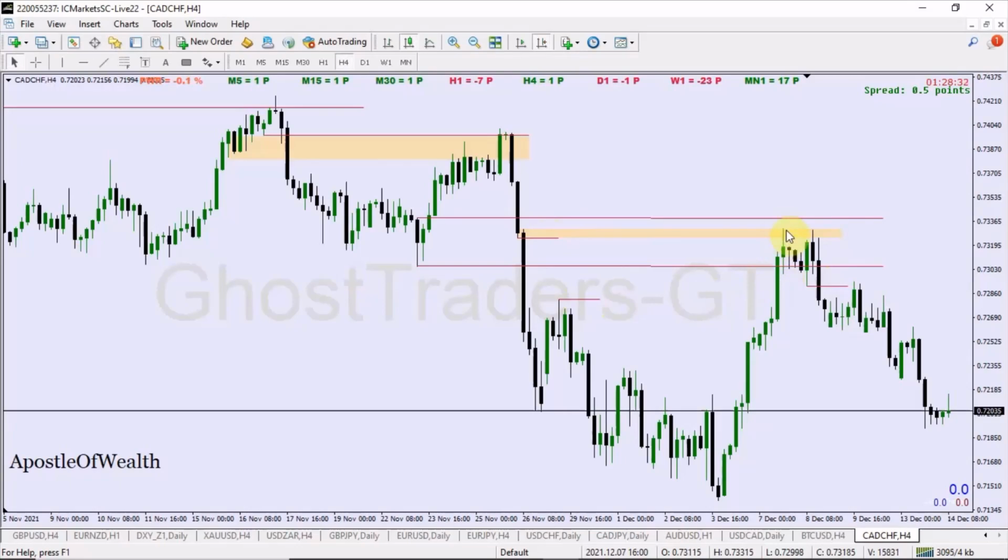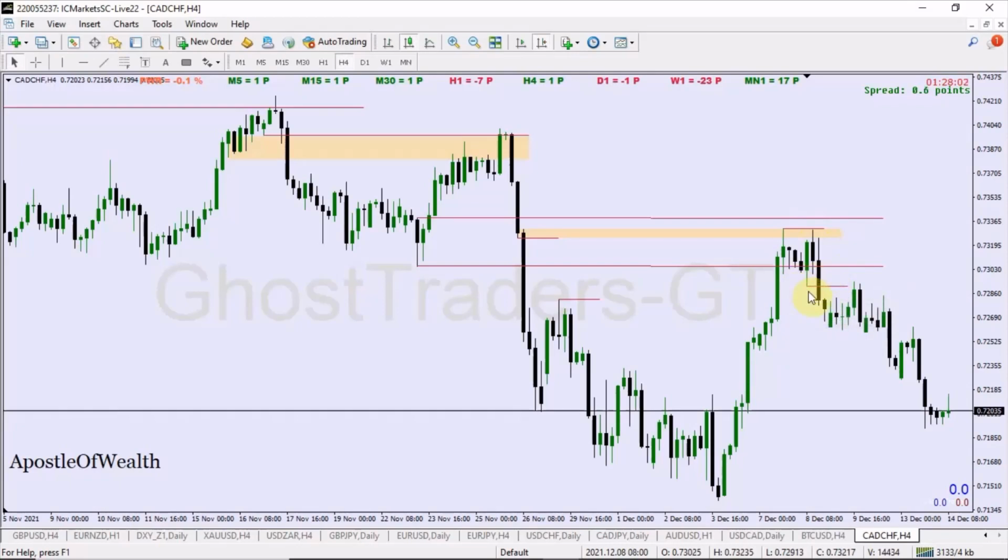So if you look at this level here, price got to this level, pulled down a little bit, and then it came back. It got to this level here, never took out this high, okay? It never took out this high. Price failed to take out this buy side liquidity here, and then we see price push down a little bit, and when price pushed down, it took out this low here, okay?